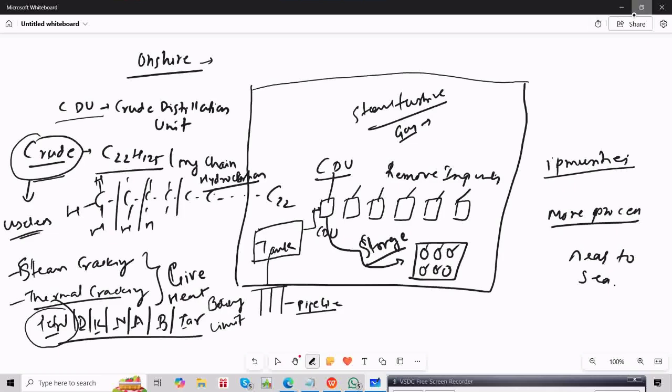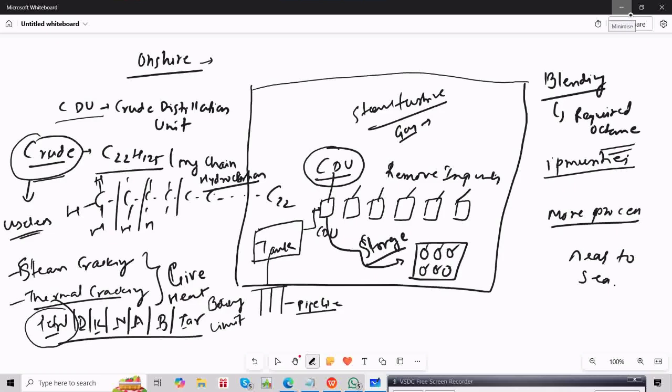That process is called blending. Blending means to attain the required octane number. Have you seen petrol? Every petrol has an octane number. Octane number means the way it starts to ignite, at what temperature it starts to ignite. Those are the chemical things, but we are not worried about it, just to understand. The petrol generated from this CDU unit is not that good to use directly in your bike.